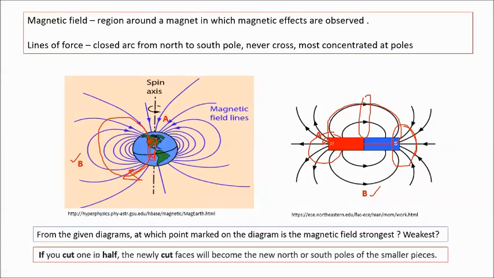Now if we cut a magnet into half, pagputulin natin itong bar magnet, in the first half, yung N, merong S. Yung kaputol, naging N S. Pagputulin pa further, NS, NS pa rin yun.